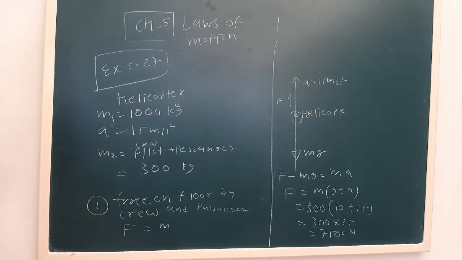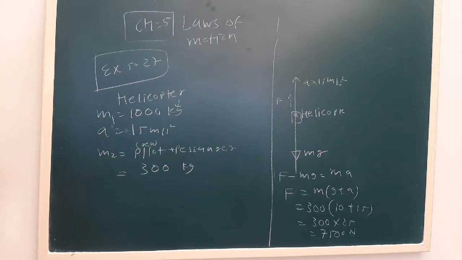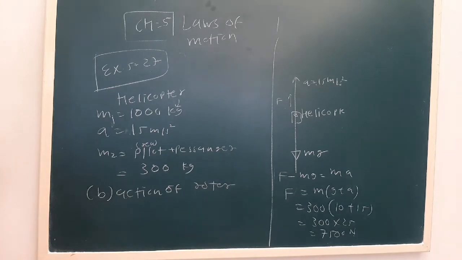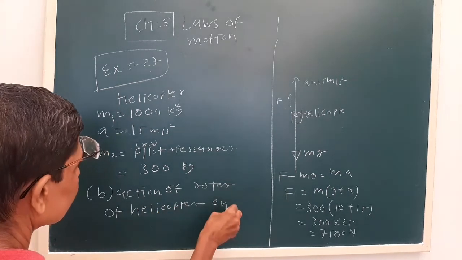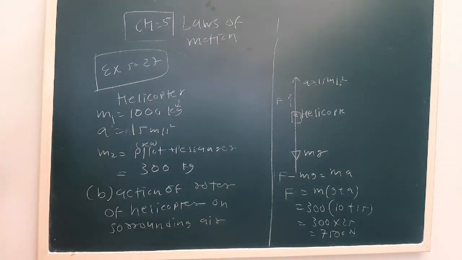So there is a force exerted on the floor by passenger and the crew. Now second is the force exerted by the rotor of the helicopter. Yes, the action of the rotor of helicopter on surrounding air. We have to find out the action of the rotor of the helicopter on the surrounding air.